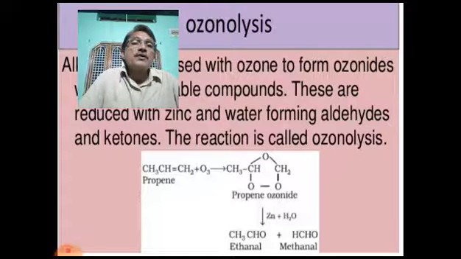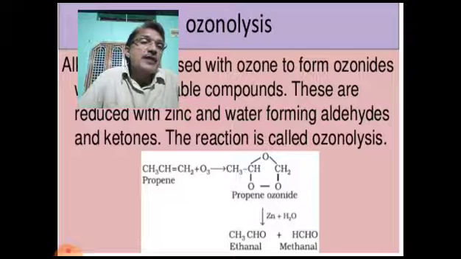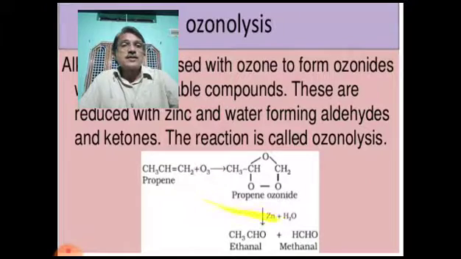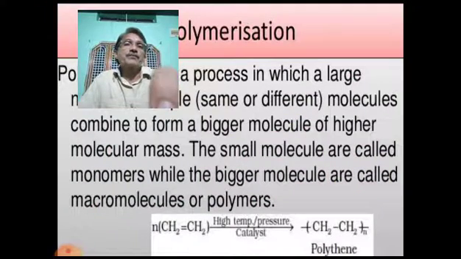So, when ozonolysis is carried out with propene, propene reacts with ozone, giving rise to propene ozonide. Since propene ozonide is an unstable, cyclic, intermediate and explosive compound, in the presence of zinc and water, it undergoes cleavage, giving rise to acetaldehyde and formaldehyde. Anyhow, during the ozonolysis process, ultimately we get carbonyl compounds. So ozonolysis is a test to detect the unsaturation.